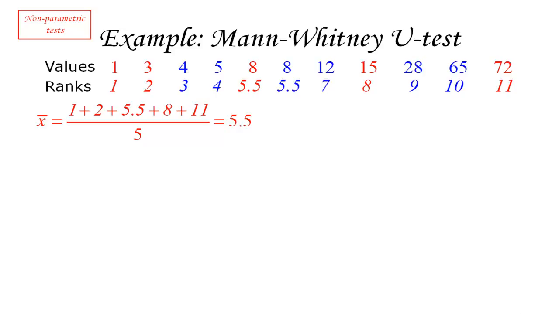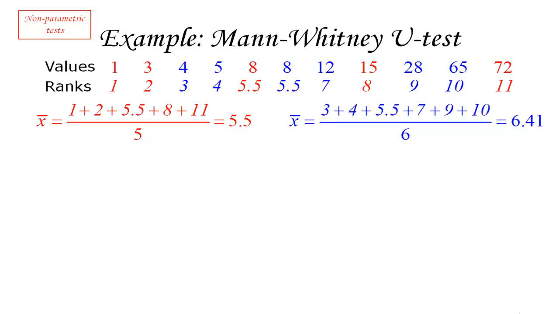For the red one, we're going to add 1, 2, 5.5, 8, and 11. Divide by 5, we end up with a mean rank of 5.5. For the blue ones, we're going to add the 3, the 4, the 5.5, the 7, the 9, and 10. Divide by 6, we end up with 6.41. Okay, so those two numbers are different, but that's because they're coming from two different samples.